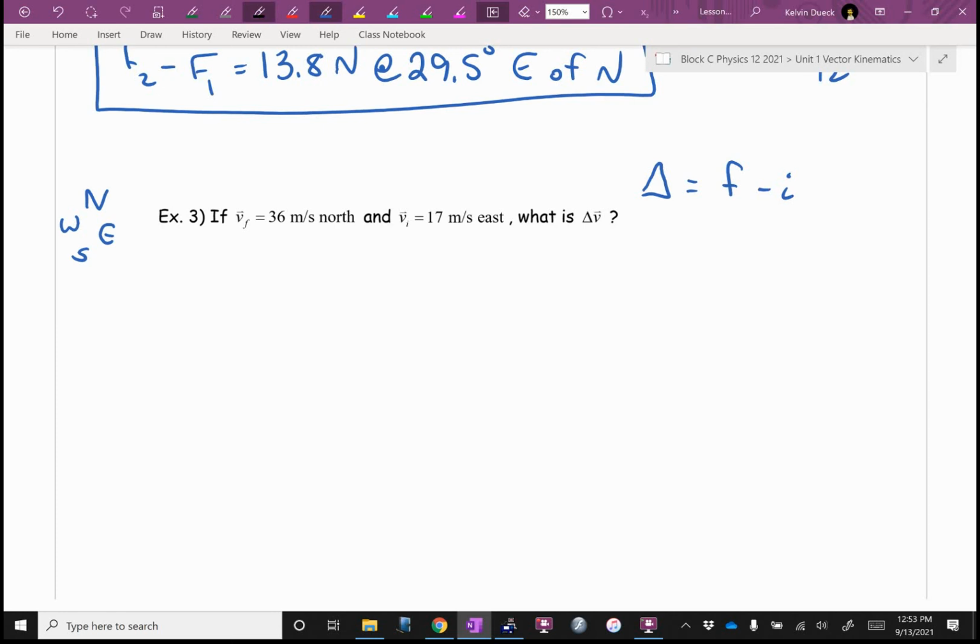Spencer, you walked into it, so let's do this then. If I want to find delta V, that's going to be V final minus V initial. No, it's not. Plus the opposite of V initial. What is V final? Magnitude and direction. Is 36 north.